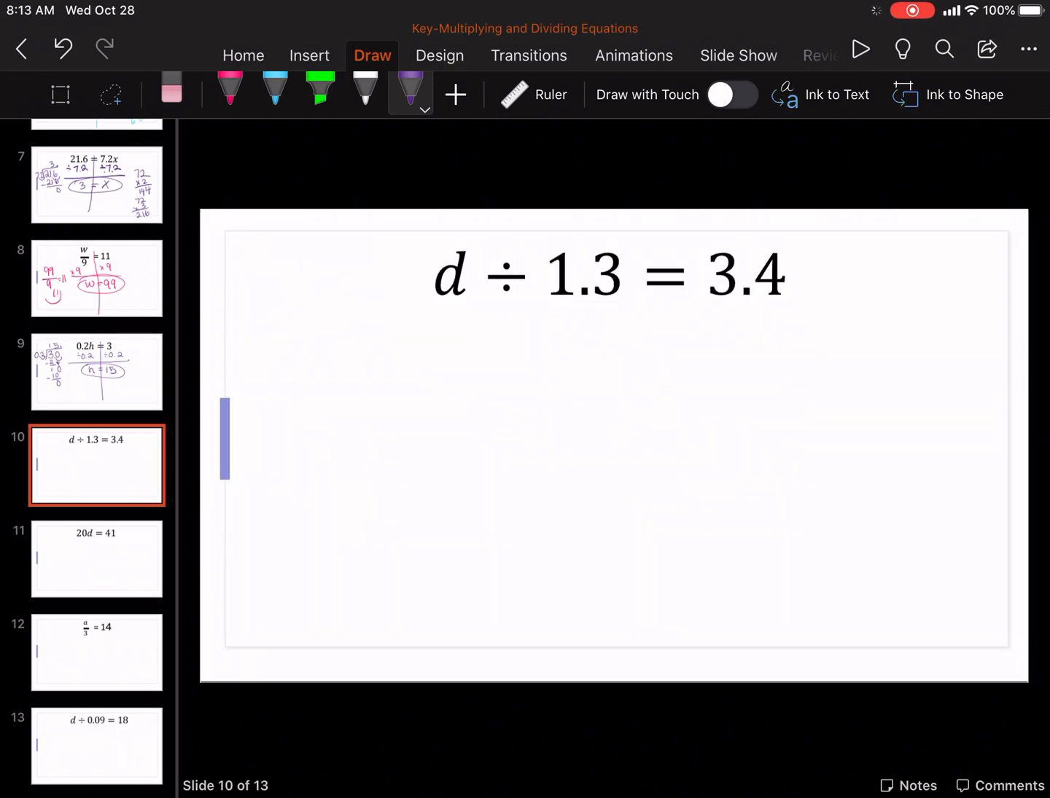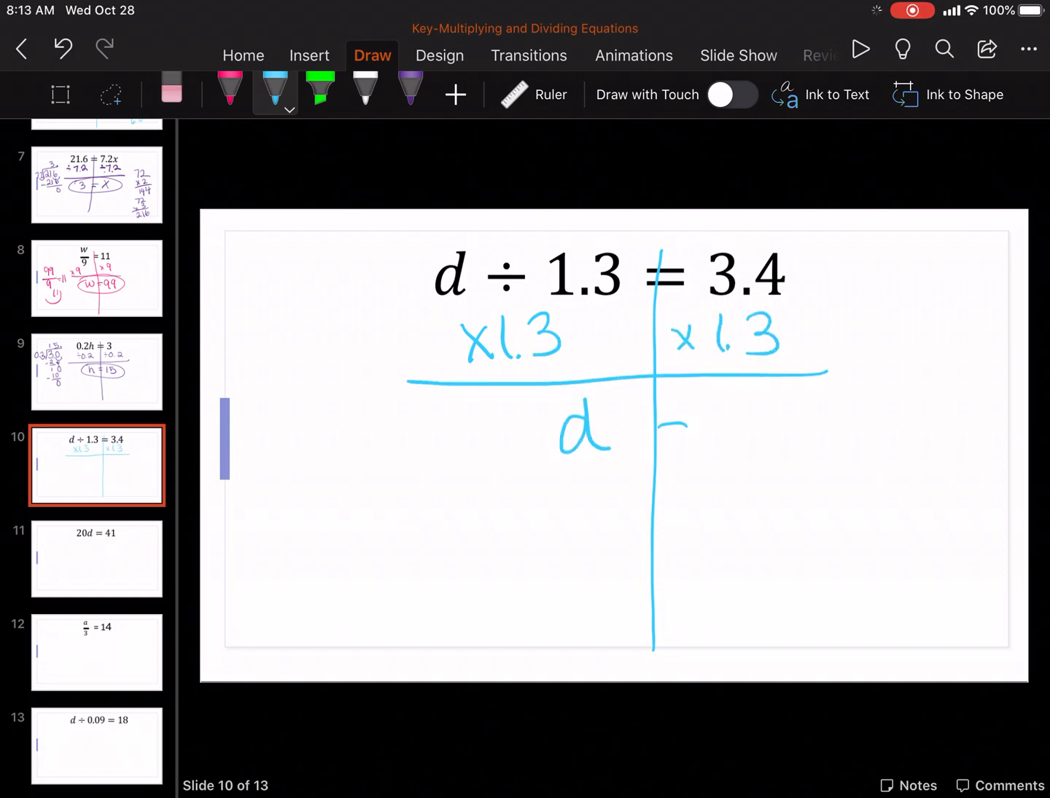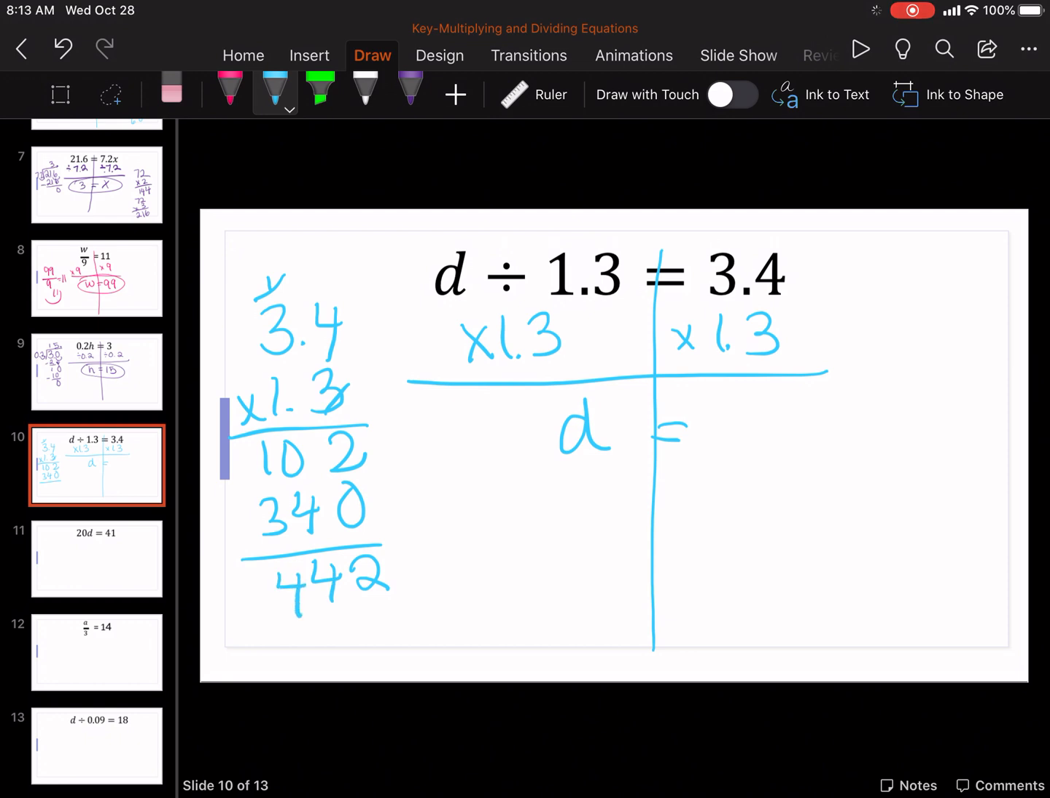So this one is division. So we are going to multiply by 1.3 on both sides. So D equals, just do it to the side, guys. Make sure you have enough room to work. 3 times 4 is 12. 3 times 3 is 9 plus 1 is 10. Tic-tac-toe, 4 and 3. 2 places behind the decimal. So 4 and 42 hundredths.